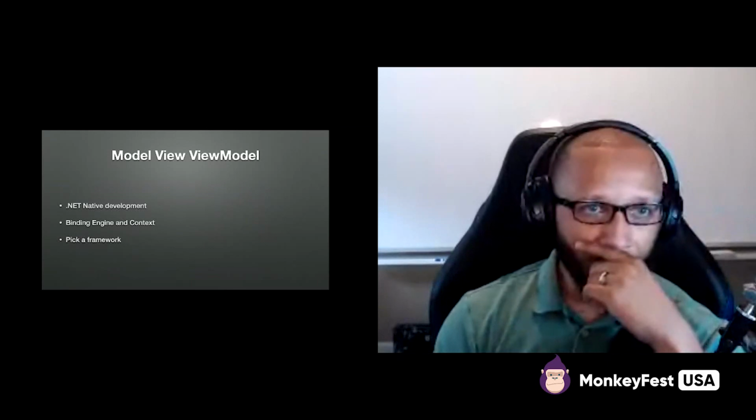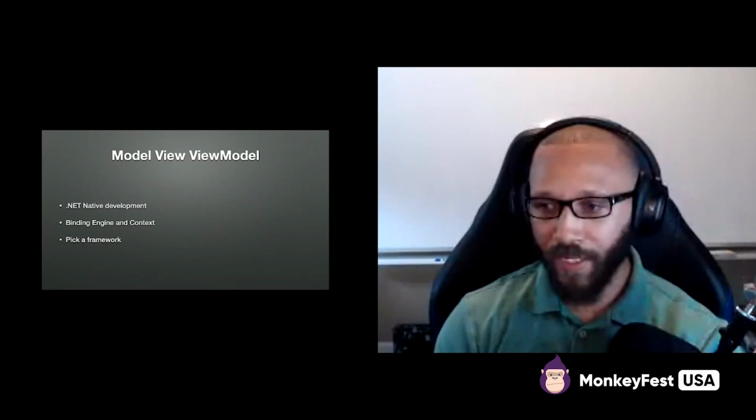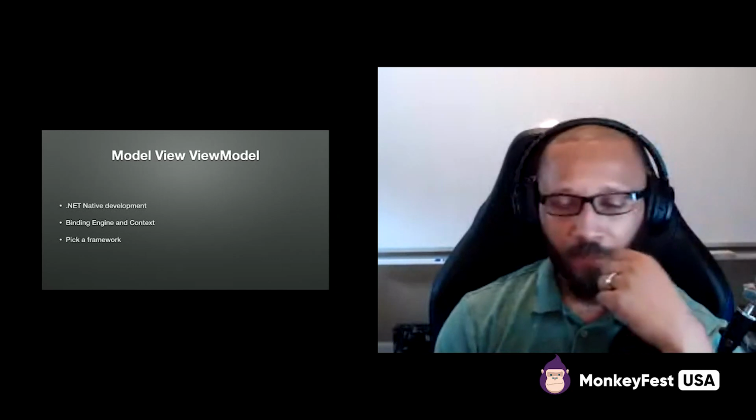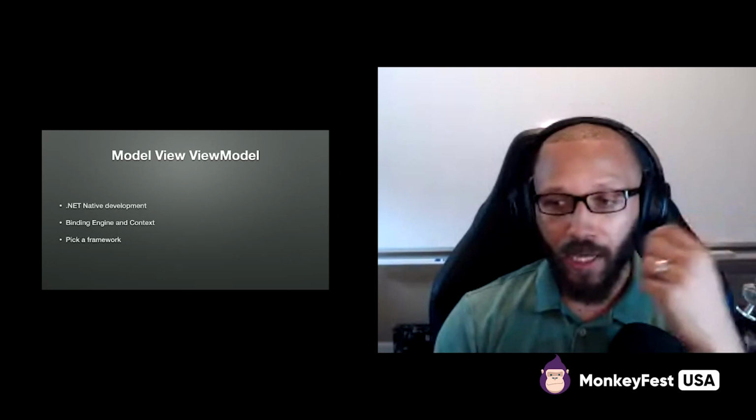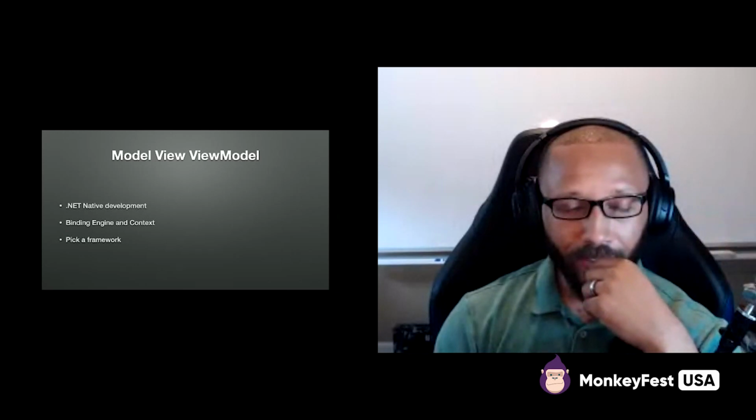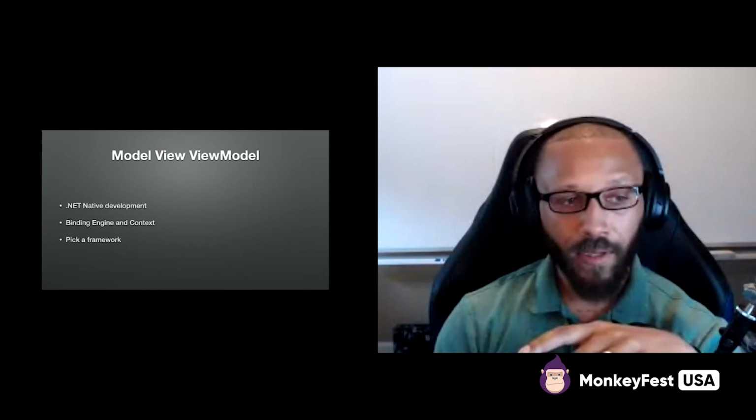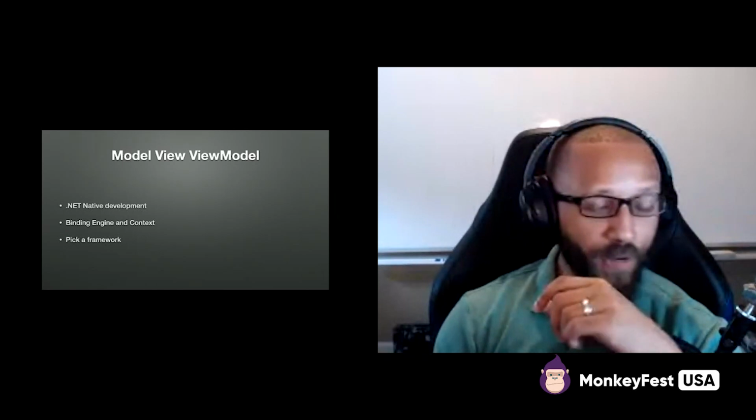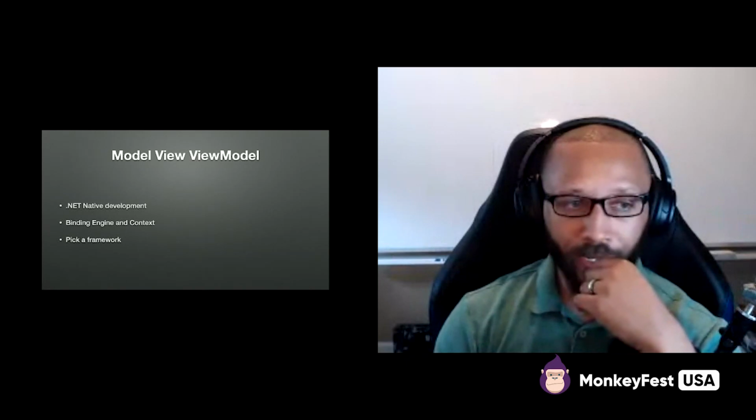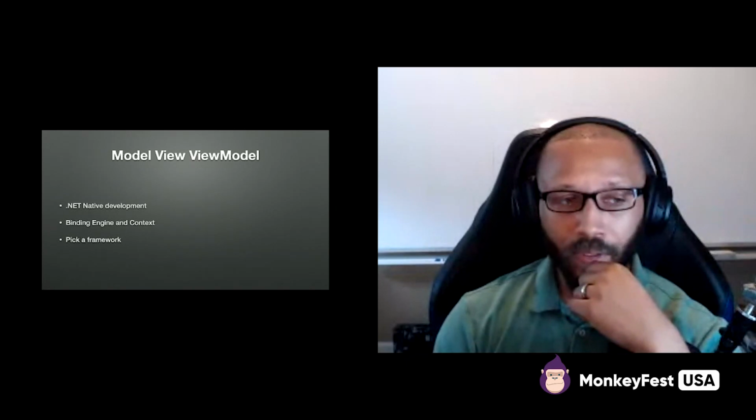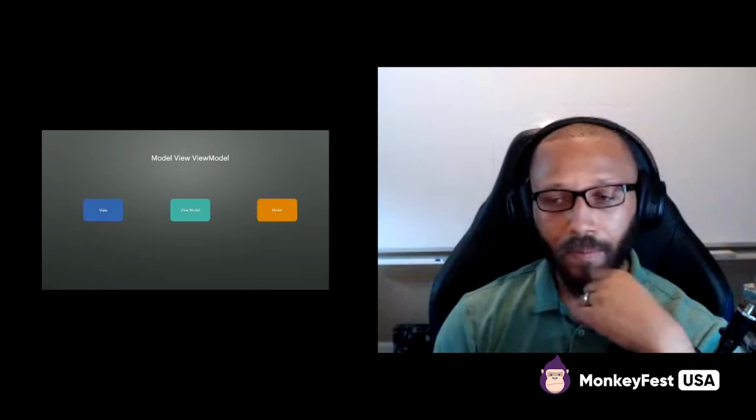But getting into MVVM, we have model-view-viewmodel, which is the .NET native way to approach applications. You have a binding engine, which responds to notify property changed events. And just because you're using the binding engine and the binding context does not mean that you're doing MVVM. I'll tell you to go ahead and pick a framework. Don't roll your own. There's a lot of good frameworks out there. Find one, use one, understand it, and use it.